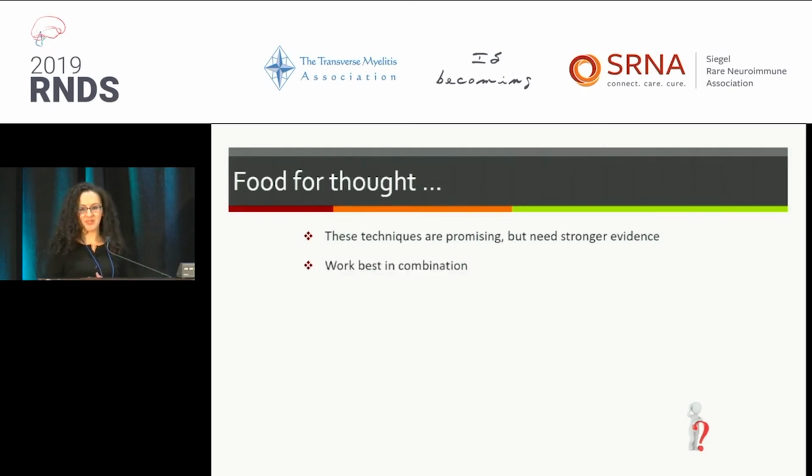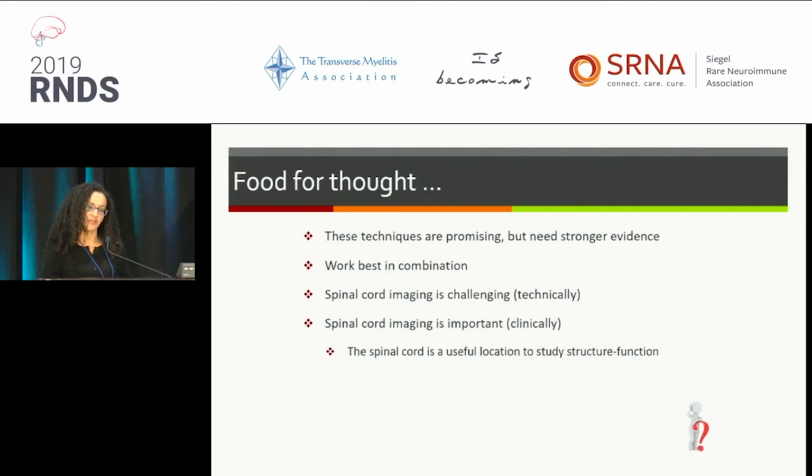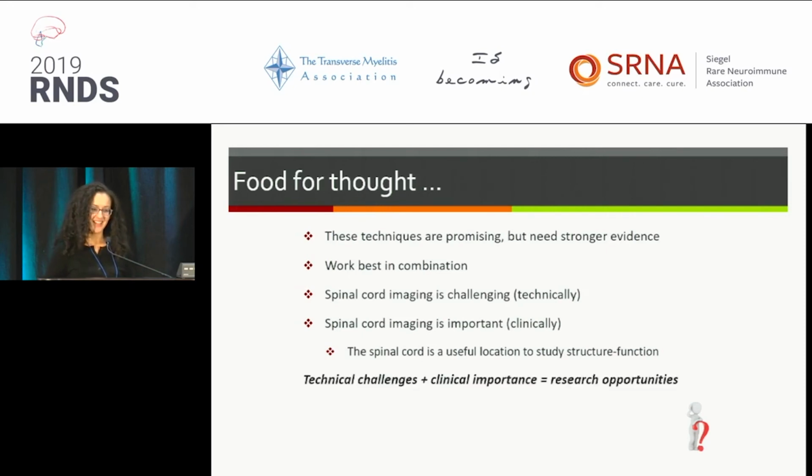And the theme this weekend was stronger together, and that also applied for MRI pulse sequences. They do work best in combination. They all have pros and cons, so what one misses, maybe another one can detect. That's why I was saying they're meant to supplement MRI. So we learned that spinal cord imaging is technically challenging, but it's a very useful structure to study, and it's very important clinically. And to a researcher, a technical challenge and a clinical importance just means more research opportunities.